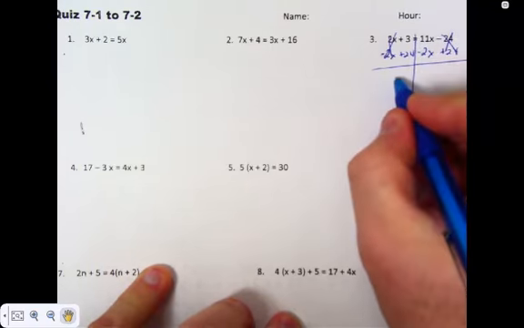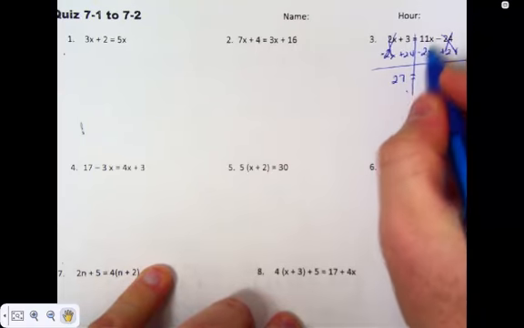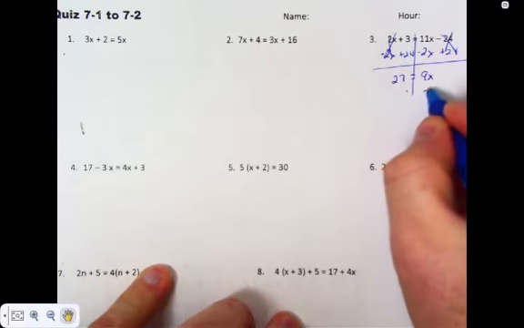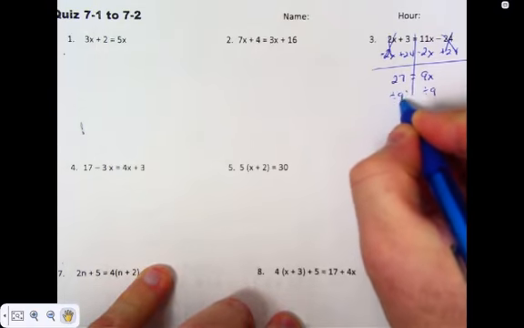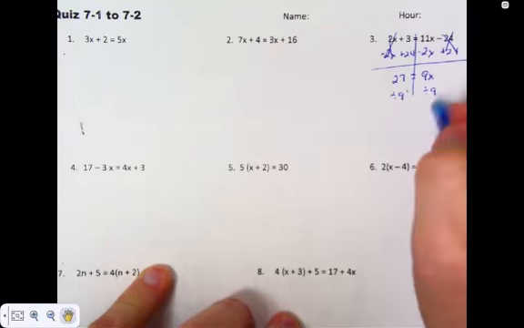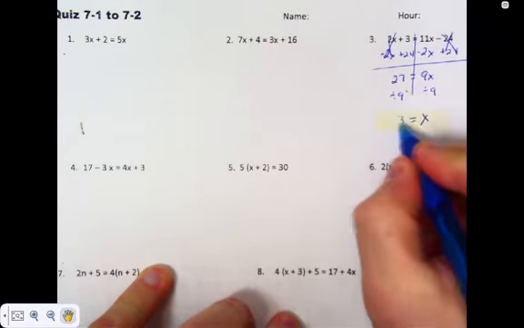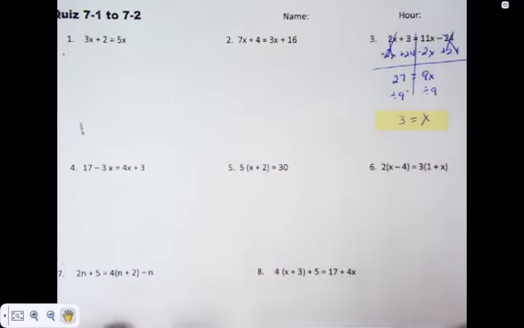3 plus 24 is 27. 11x minus 2x is 9x. And now this is 9 times x, so we divide both sides by 9. 9 divided by 9 is 1, and 1x is the same thing as x. Then 27 divided by 9 is 3. And that would be your final answer for number 3.